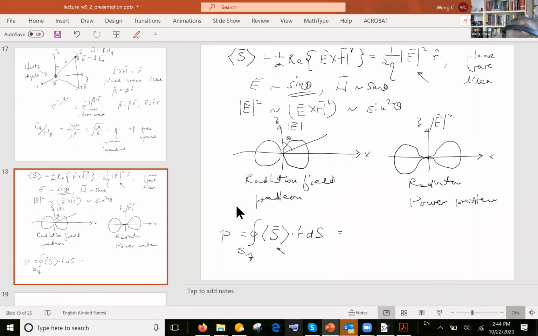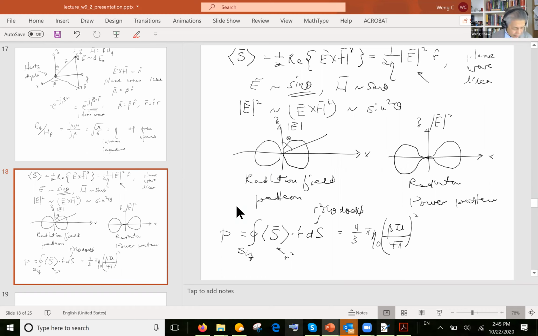this thing would drop off as 1 over r squared, because E is proportional to 1 over r, and H would drop off as 1 over r. But dS is r squared sine theta d theta d phi. The r squared would cancel each other, and you will find that this thing integrates to, I won't go through the detail, it's done in the lecture notes, beta R L over 4 pi squared.